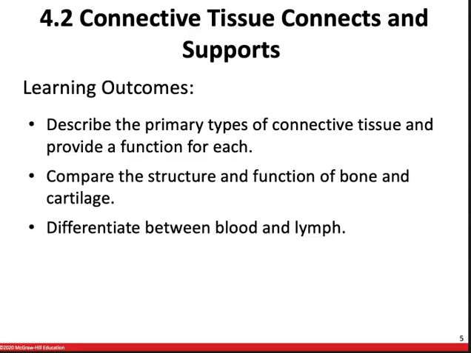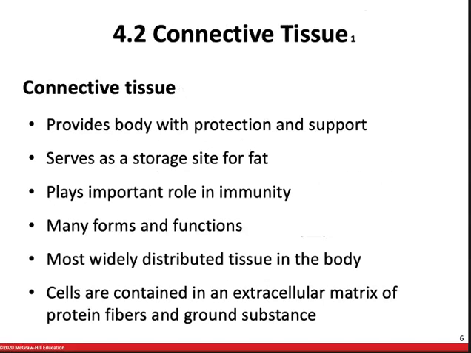All right, section 4.2, connective tissue connects and supports. So after this section, you should be able to describe the primary types of connective tissue and provide the functions of each, compare the structure and function of bone and cartilage, and differentiate between blood and lymph.